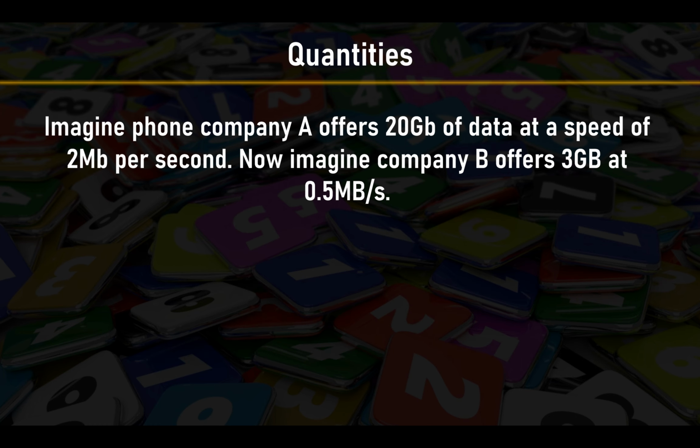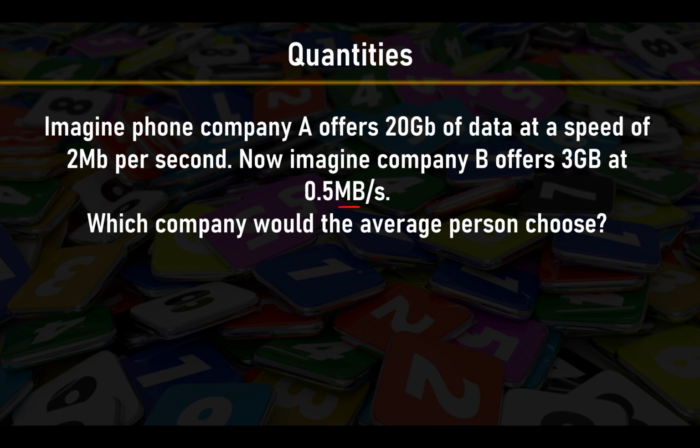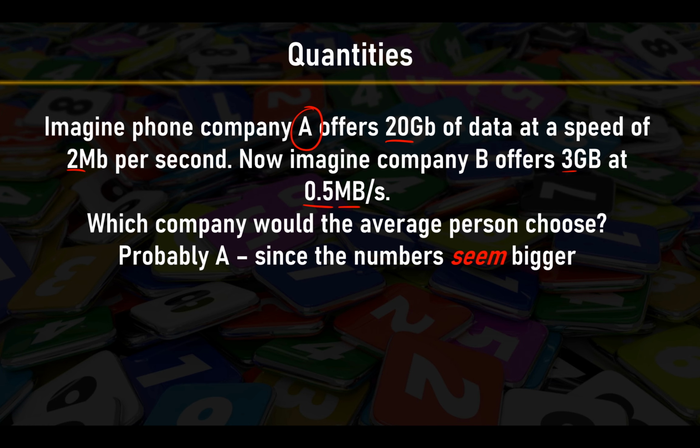So let's imagine that company A offers 20 gigabits of data at a speed of 2 megabits per second. Now imagine company B offers 3 gigabytes at 0.5 megabytes per second. Which company would the average person choose? The average person is just going to see 20 versus 3, and 2 versus 0.5. So of course they're going to choose A, because they're going to assume that's bigger.